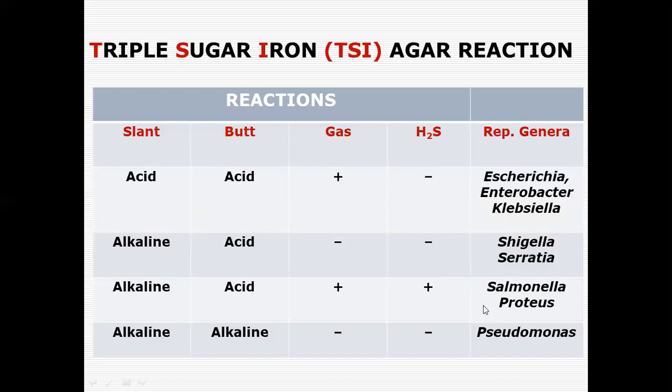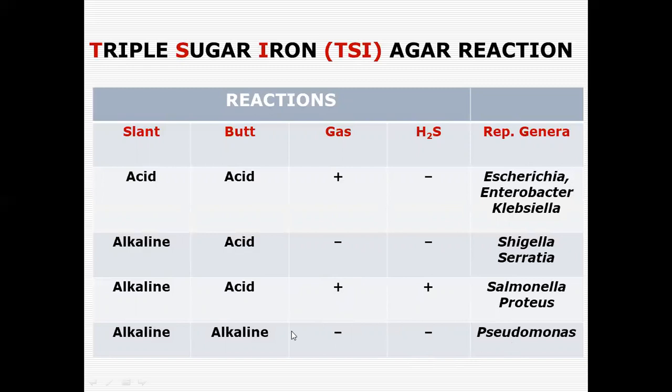Now, in Salmonella and Proteus, there will be a blackening of the butt or maybe of the slant. There will be a gas production. The butt would be acidic in color and the slant would be alkaline, similar to that of Shigella, but in both cases the gas and H2S are there. Pseudomonas is negative, entirely alkaline.